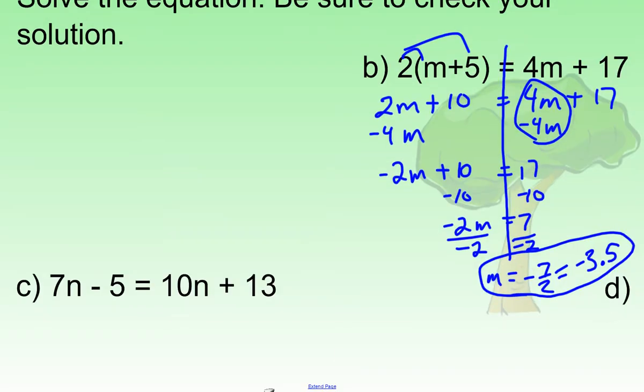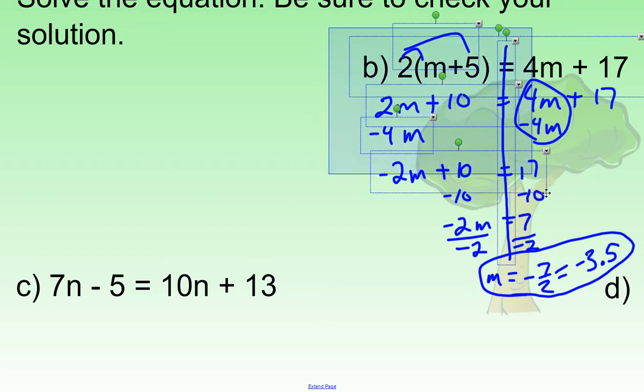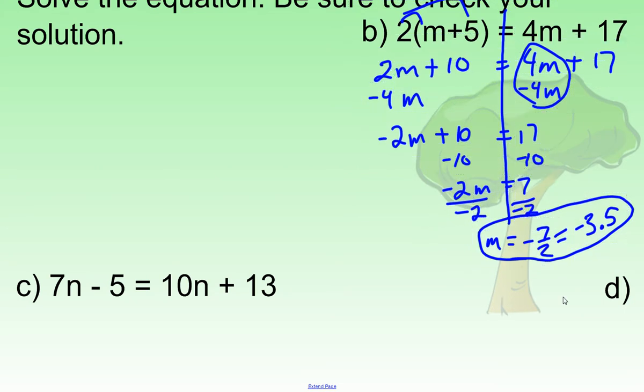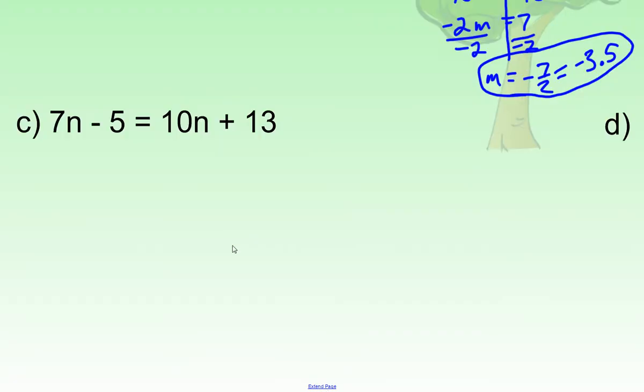Now, one thing I hear a lot of students say is, Mr., that was a lot of work. And my answer to them is, it's a lot of little steps, but none of the steps are really terribly complicated. It's not hard work, it's just a lot of little easy work. All right, letter C.